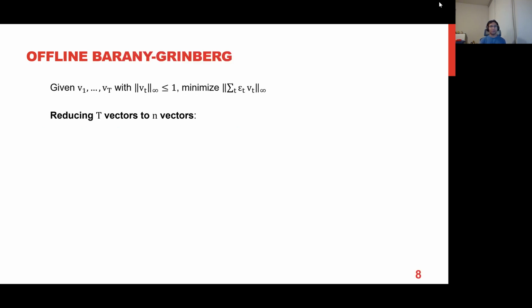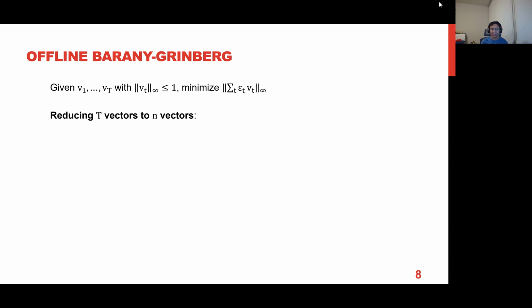The proof basically goes by generalizing the Bárány-Grinberg offline algorithm. So what's the Bárány-Grinberg idea? This is the offline setting. You're given these vectors, and you want to minimize the L infinity norm. Roughly what they achieve is that they reduce the capital T number of vectors to n vectors. Notice capital T could be very, very large, whereas n is small.